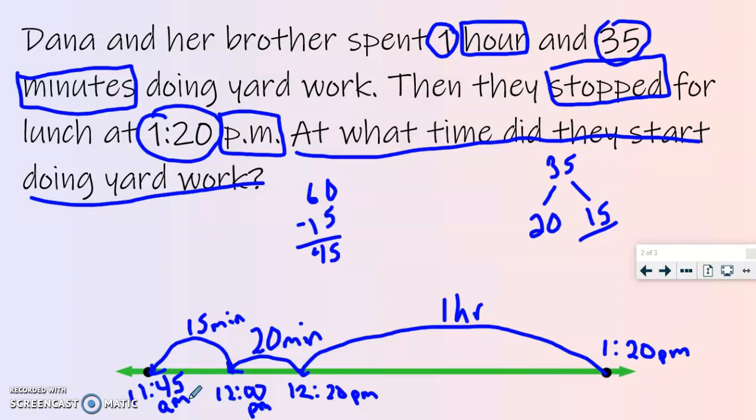So our answer then would be, what time did they start doing yard work? Okay, they started at 11:45 AM. So this is with going backwards. And like I said, using a timeline is a little bit easier for me personally.